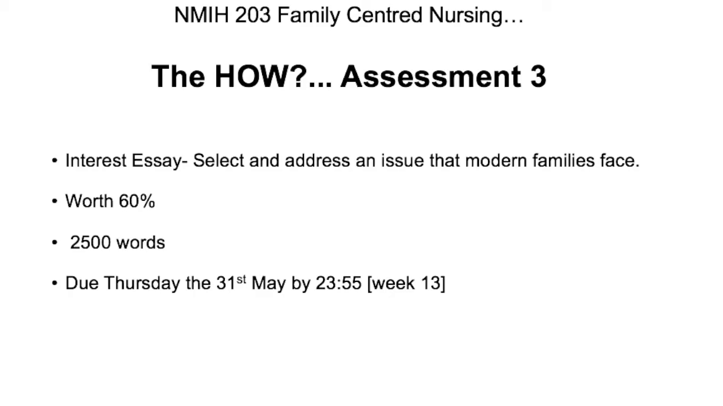And then part 3, we relate it back to your nursing degree. What's the nurse's role within that strategy and within that topic as well? The idea is that you pick a topic that you already have an interest in, so the research is not as much work, because you're interested in it.